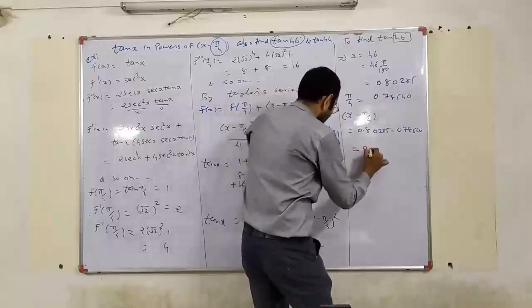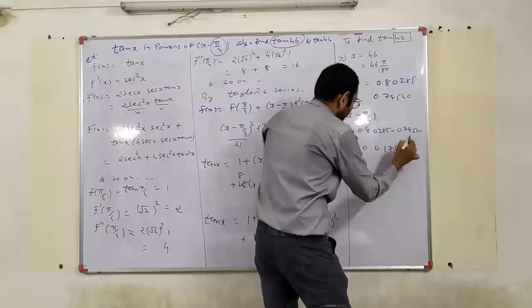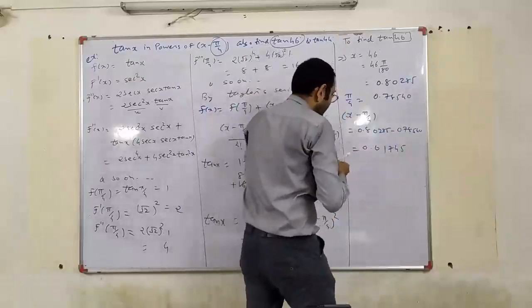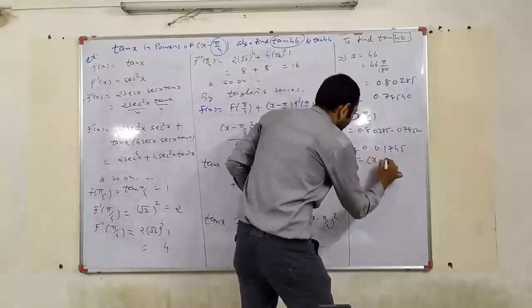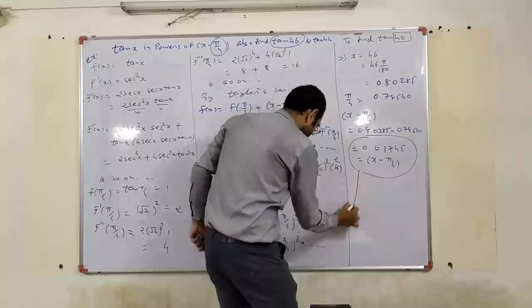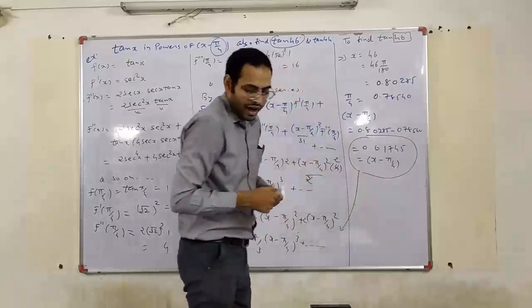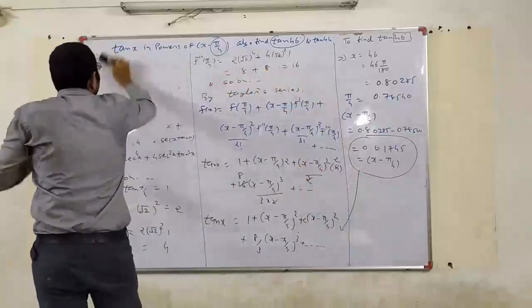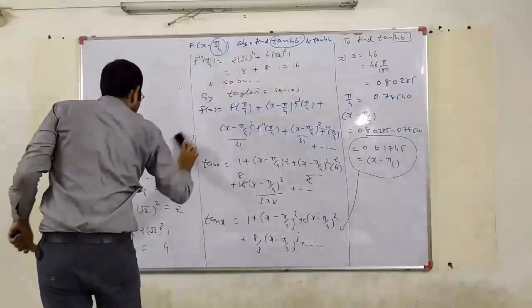Then we get 0.01745. Substitute this value, that is the value of x minus pi by 4, in the Taylor series and simplify the terms, then we will get the value of sin 46 degrees.